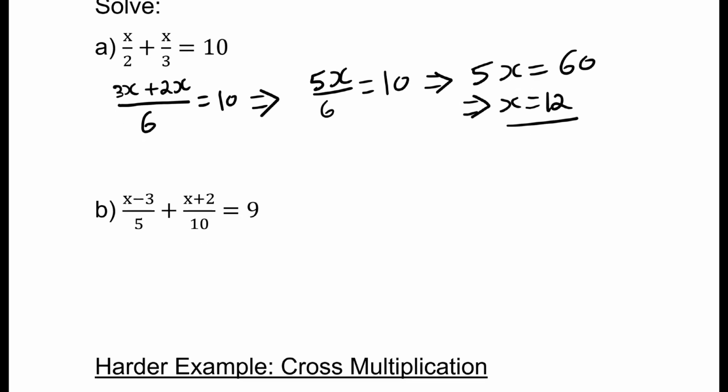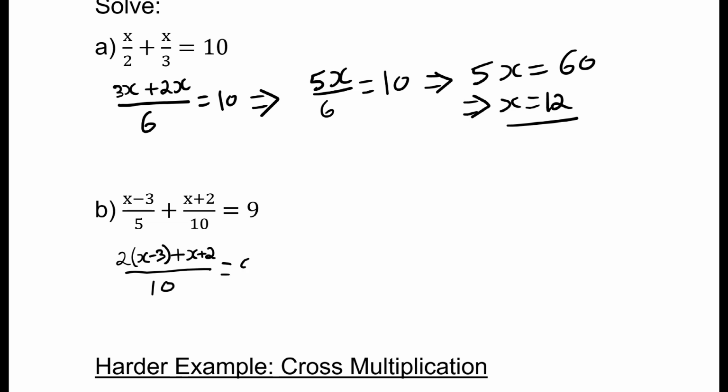In question B, we need to get a common denominator again. Lowest common multiple of 5 and 10 is 10. So my common denominator is going to be 10. I've times 5 by 2 to get 10, so I'm going to do 2 times x minus 3. So remember, it's times by all of x minus 3, plus x plus 2, because I don't need to times that second fraction by anything on the top and the bottom, because it already has a denominator of 10.